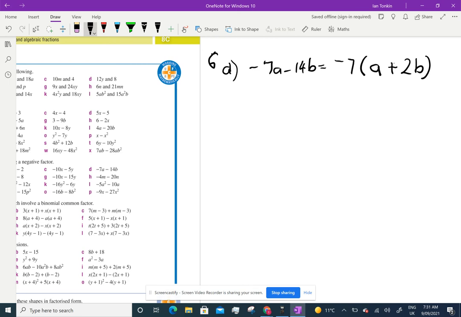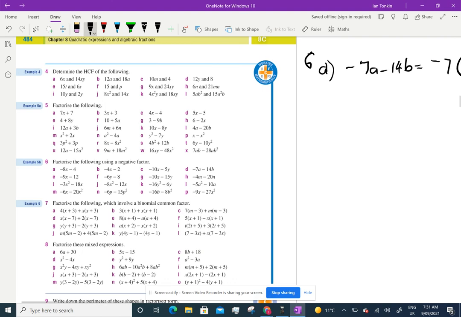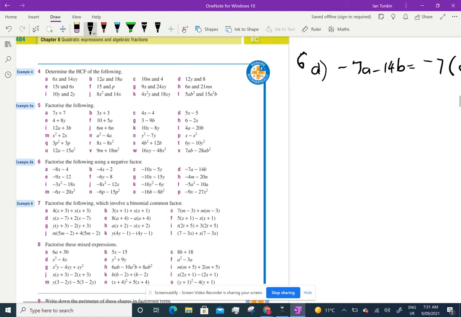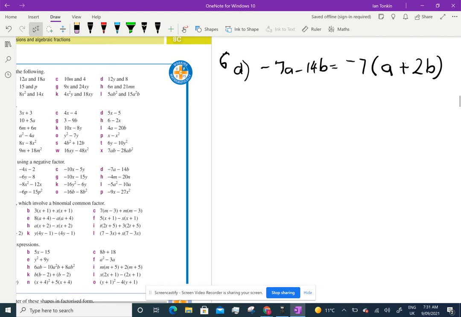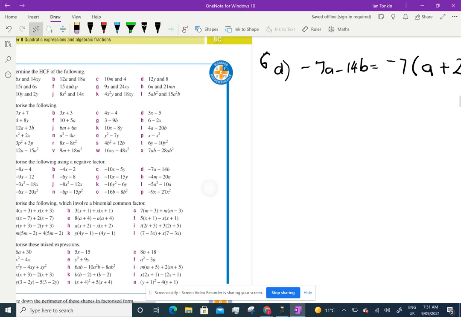I'm just checking this. Yeah, that's right. I'm just checking. What question are we doing? 6. Oh, I'm looking at the wrong exercise. Thank goodness. Yes, there we go. Let's go to the next one.